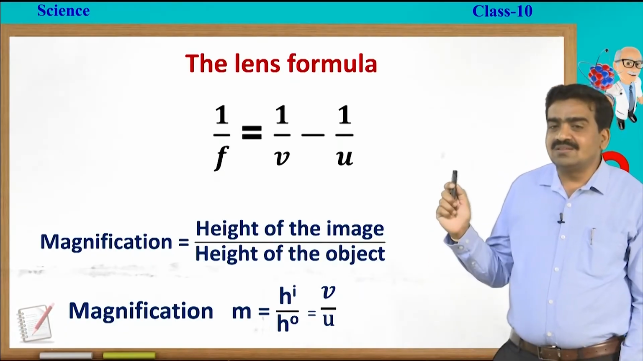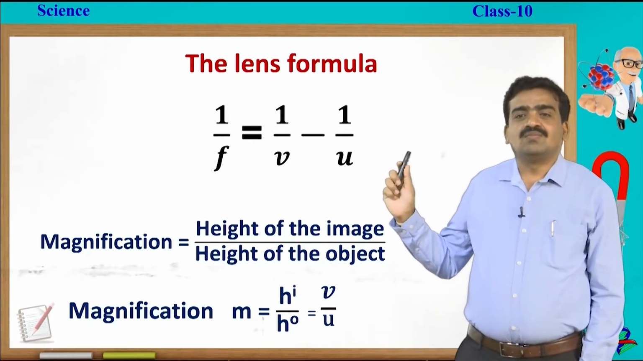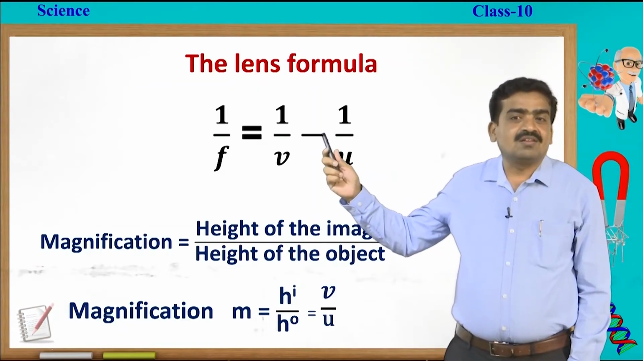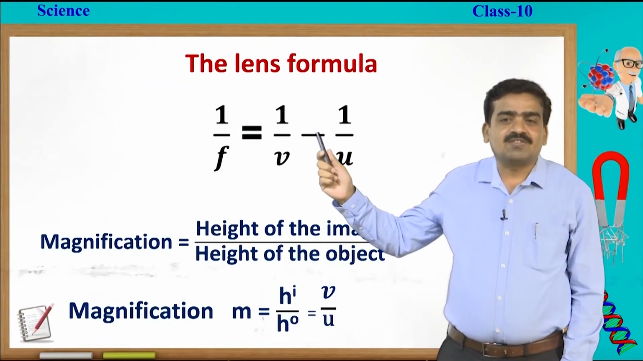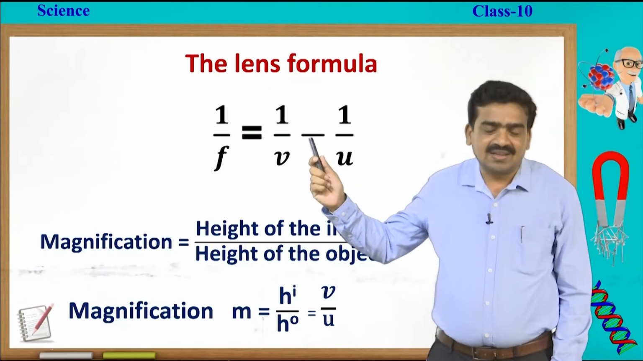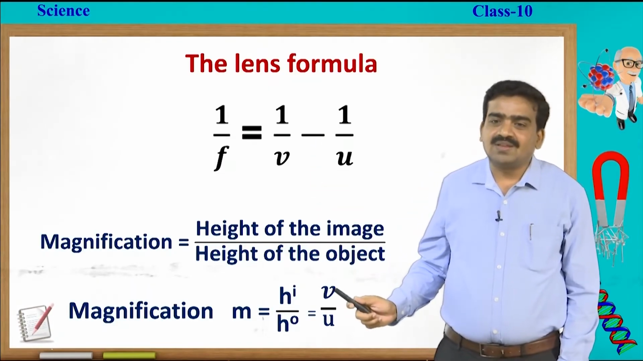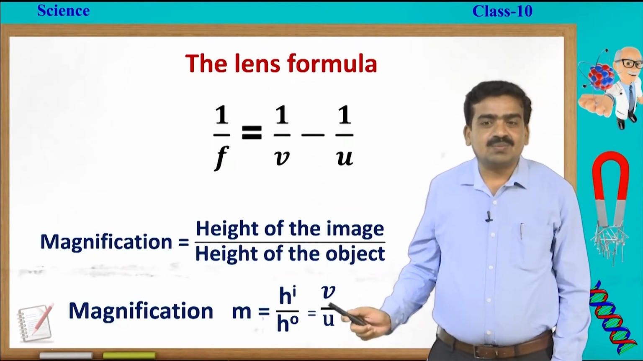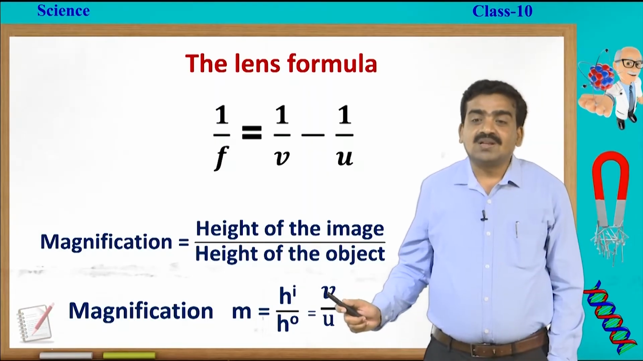Here, one thing you have to remember: in case of the mirror formula, you have a plus sign, in case of the lens formula, you have a minus sign. So, in case of mirrors, it is minus v by u, in case of lens it is plus v by u.